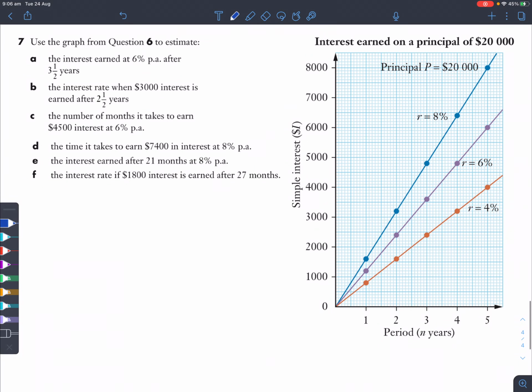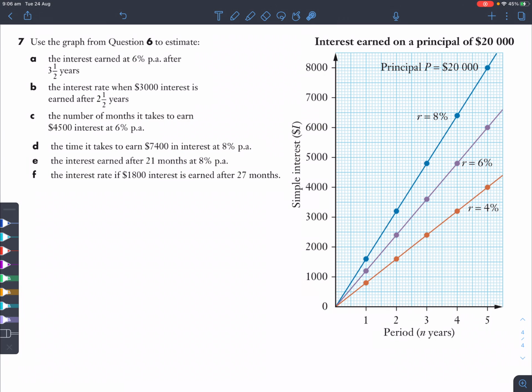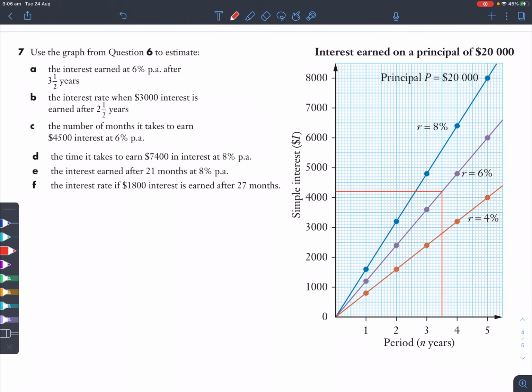Question 7. Use the graph from question 6, which is drawn here, to estimate the interest earned at 6% per annum after 3.5 years. So we're finding simple interest here, and we're looking at the 6% graph. It's the middle one, and we're looking at 3.5 years. So 3.5 would be right here, down the center. If I hit that line and go across, I am 2 squares above 4,000, so that is $4,200. That's how much interest I'll earn.